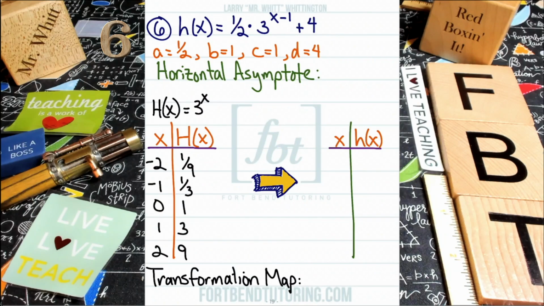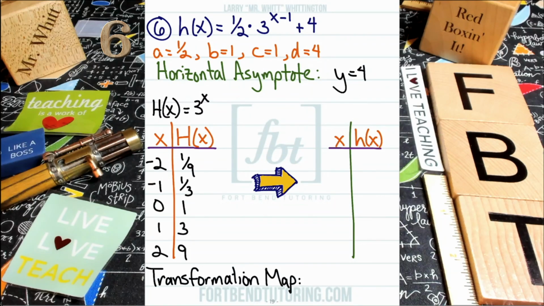All right. So remember, once again, the horizontal asymptote is always going to be in the form of y equals your d value. Well, in this case, it should be y equals 4 because that d value is 4. So your horizontal asymptote is y equals 4 for this problem.